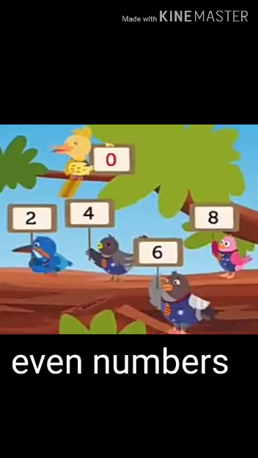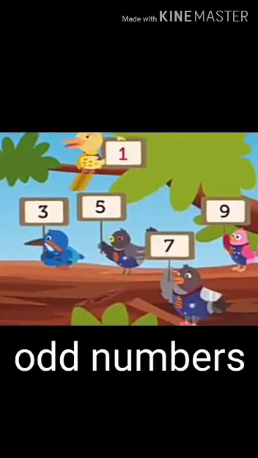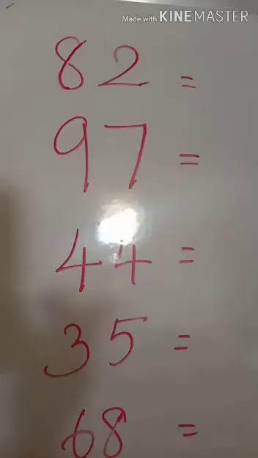So the even numbers end with 0, 2, 4, 6, 8. Keep it in mind, children. And the odd numbers end with 1, 3, 5, 7 and 9.